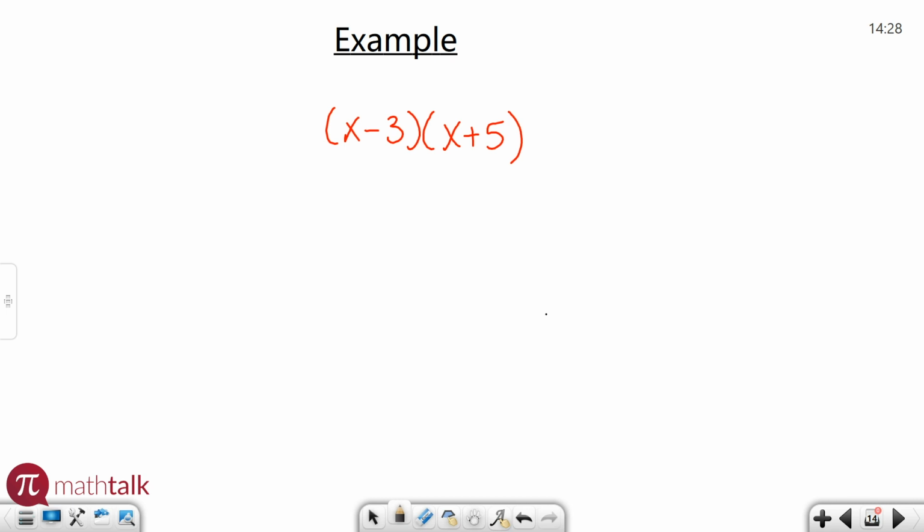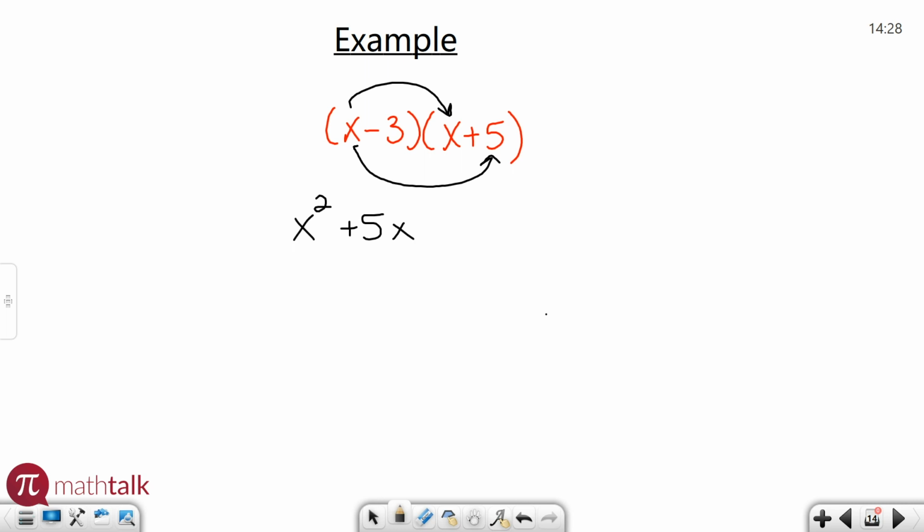So FOIL, F, stands for first. We're going to take the first term and multiply it by the other first term, x times x. X times x is x squared, because remember, when you multiply the same variable, you just add the exponents. Okay, next is O for outer. I'm going to take the outer terms, the ones on each end. X times 5 is going to be +5x.